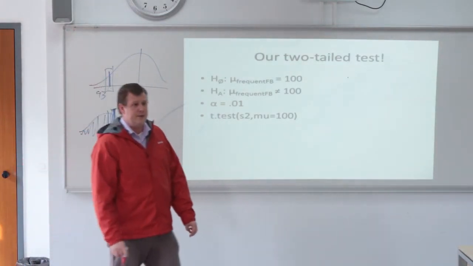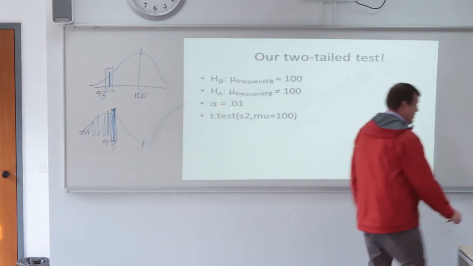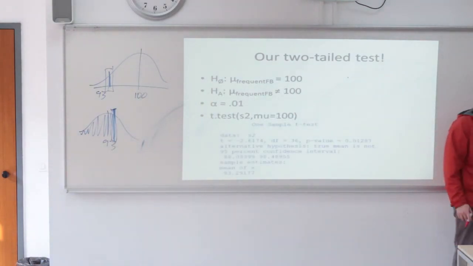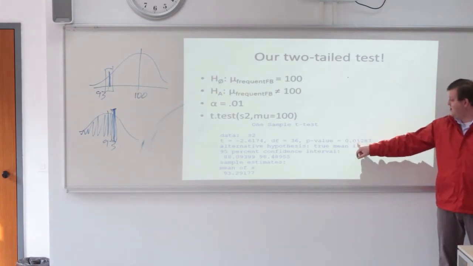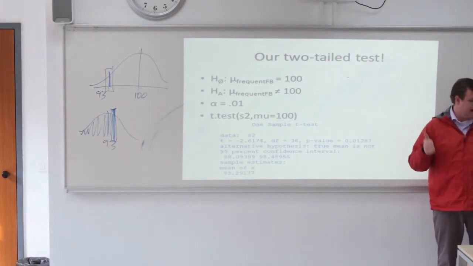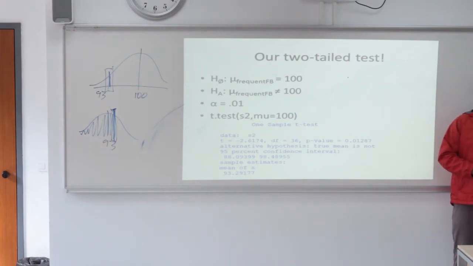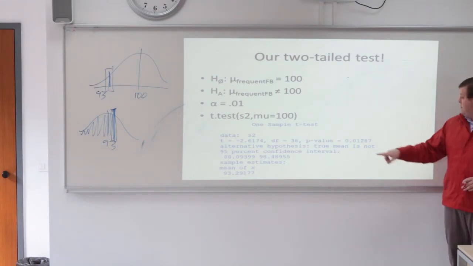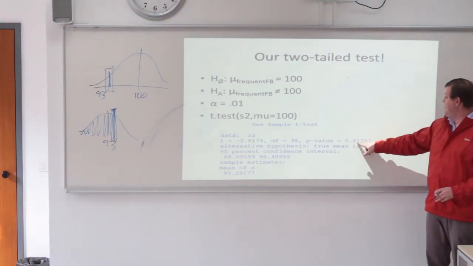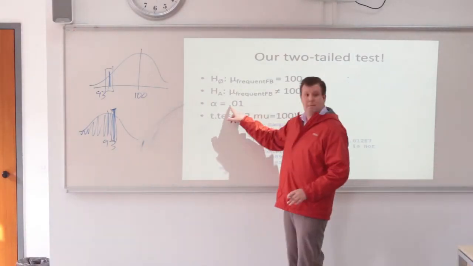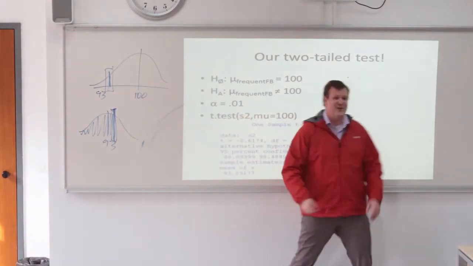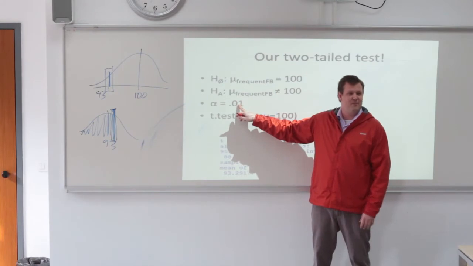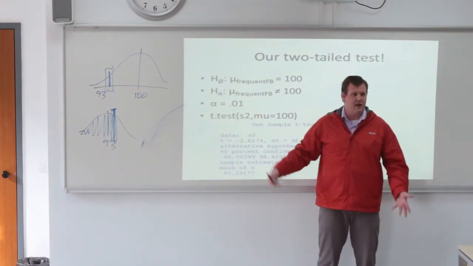So what is it? The p-value? 0.0128. Yes. Great. What should we do? Fail to reject. Why? Because it's bigger than alpha. Because 0.0128 is bigger than 0.01, right? So we should fail to reject.